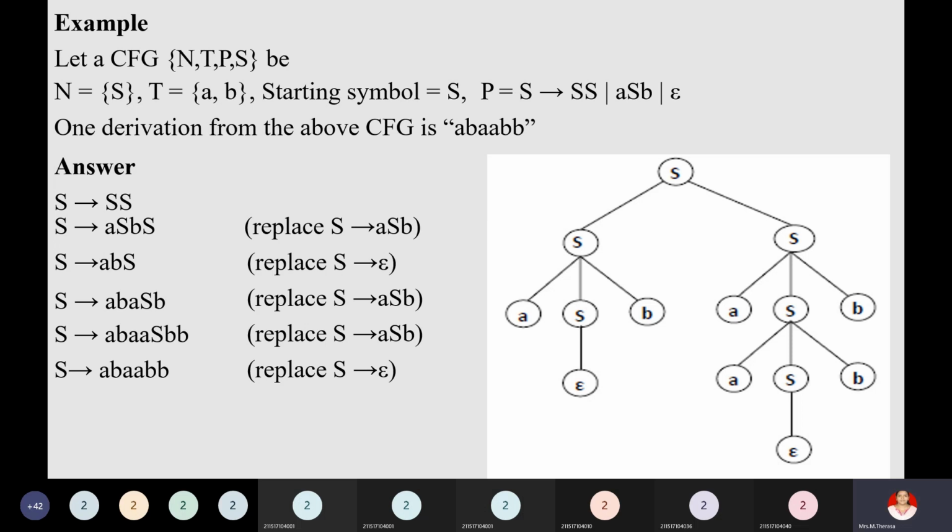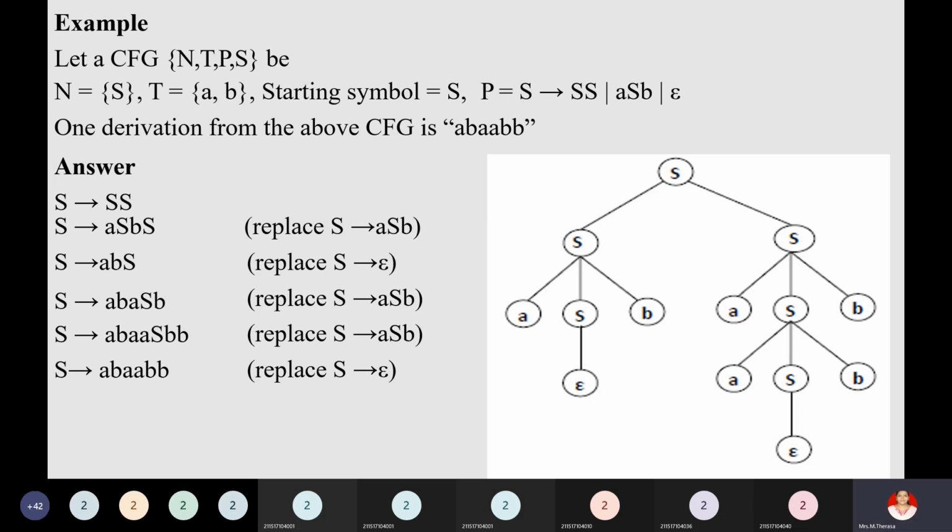Now you are going to generate the derivation tree, or parse tree, for this derivation. First S is replaced by SS, so we have to draw two more nodes as child nodes for this S. Then this S is replaced by aSb. Then this S is replaced by epsilon. Then this S is replaced by aSb. Then this S is replaced by aSb. At last this S is replaced by epsilon.